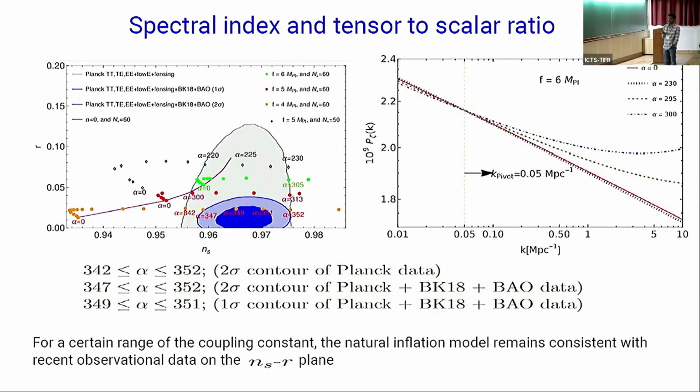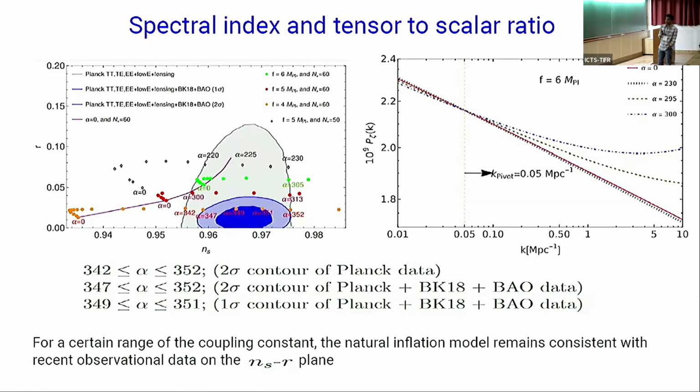This is the scalar power spectrum around the CMB scale, and you can clearly see that if alpha increases, the slope first increases, and if I increase alpha further, the slope starts to decrease. That means our slope changes if the alpha value changes. So ns depends on the slope of the power spectrum. Now this is the plot.